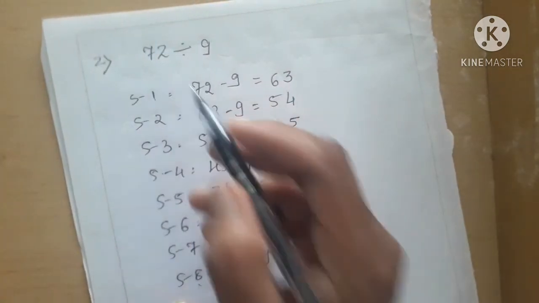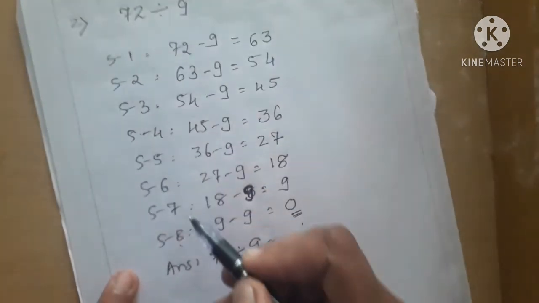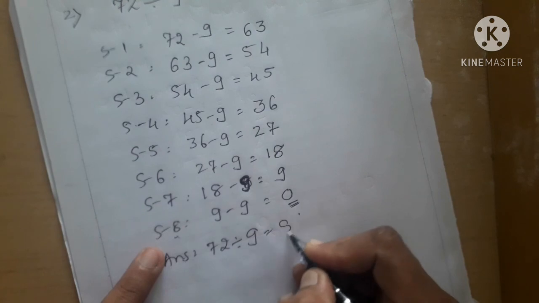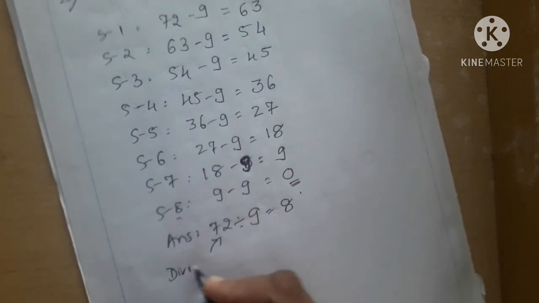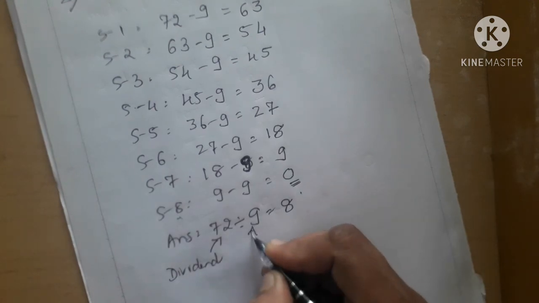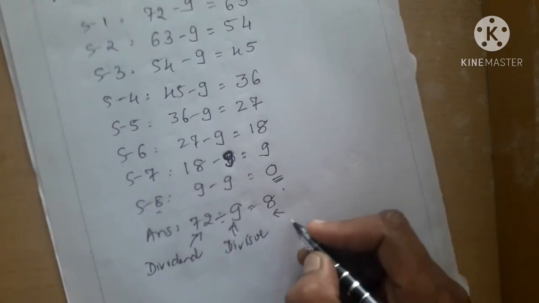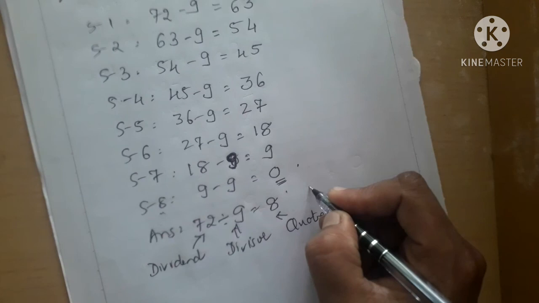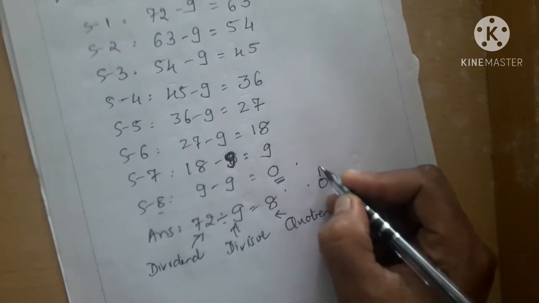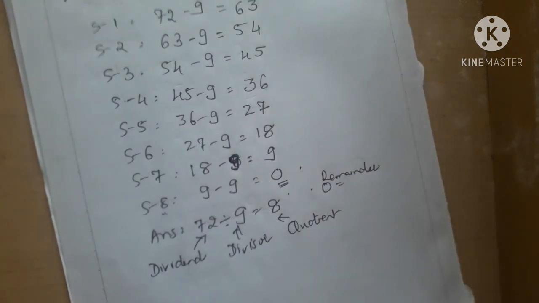And here, how can I write this answer? That is 72 divided by 9. How many steps are there? Altogether 8. What is this? 72. This is your dividend. Divisor, this is your quotient, and 0 is the remainder. Okay.